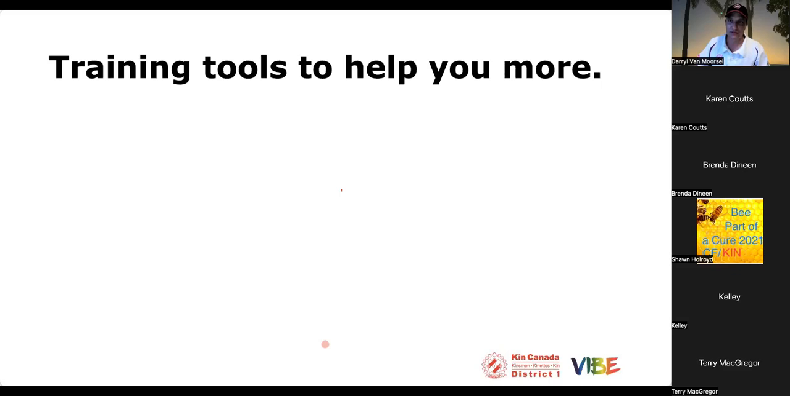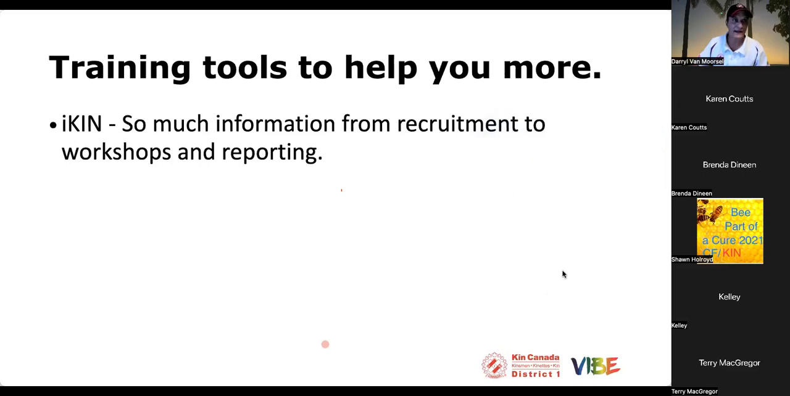So, training tools to help you more that I came up for you. There's so much information, right from recruitment to workshops to reporting. You name it, Kin U's probably got it. And if you still need help, reach out to your deputy governor, which you can do anytime, or contact National. I wouldn't suggest right now. They're a little busy for probably the next 4 or 5 or 6 days, so I would refrain from calling National for a little bit.